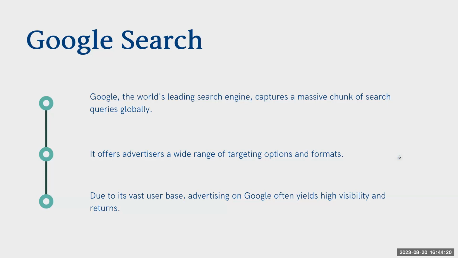Because it has such a vast user base, advertising on Google often yields high visibility and high return. There is just a sheer volume of daily users, so you have to keep that in mind. Google also has an advanced algorithm with a user-centric focus, so ads are displayed to users at the moment they are highly relevant, which increases the likelihood of engagement.